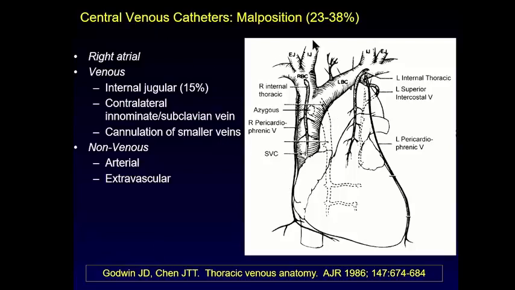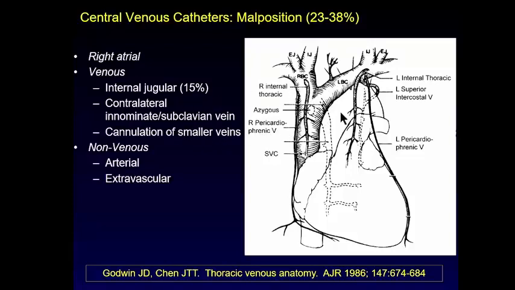So how often do malpositions occur? It's about a third of the time. We've already talked about right atrial malpositions. Then there are venous and there are non-venous malpositions. Of the venous malpositions, one of the more common that we see with PICC lines and subclavian catheters is that the catheter gets into the ipsilateral right internal jugular vein, and when the catheter is advanced, it can extend up into the neck. It's pretty common. Similarly, a catheter can extend centrally to the confluence of the innominate veins, can cannulate the contralateral innominate vein, and when it's advanced, it can extend peripherally into the contralateral innominate vein.